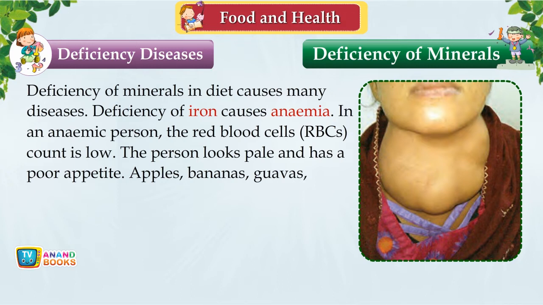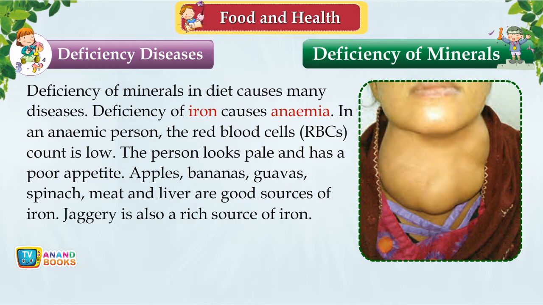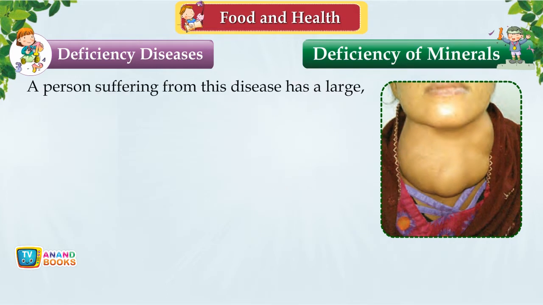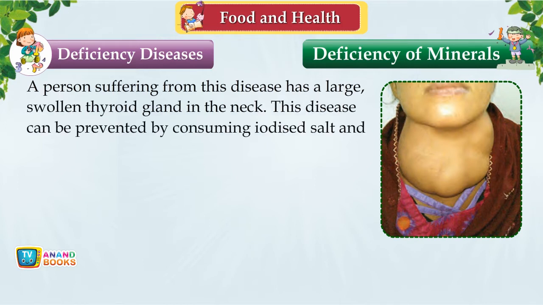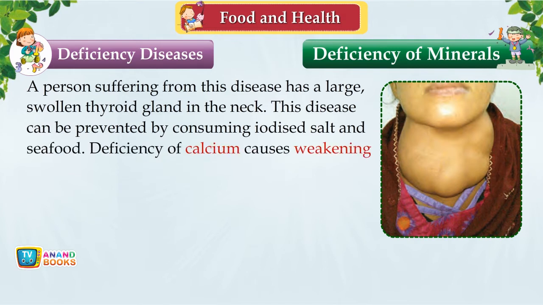Apples, bananas, guavas, spinach, meat and liver are good sources of iron. Jaggery is also a rich source of iron. Deficiency of iodine causes goiter. A person suffering from this disease has a large swollen thyroid gland in the neck. This disease can be prevented by consuming iodized salt and seafood.